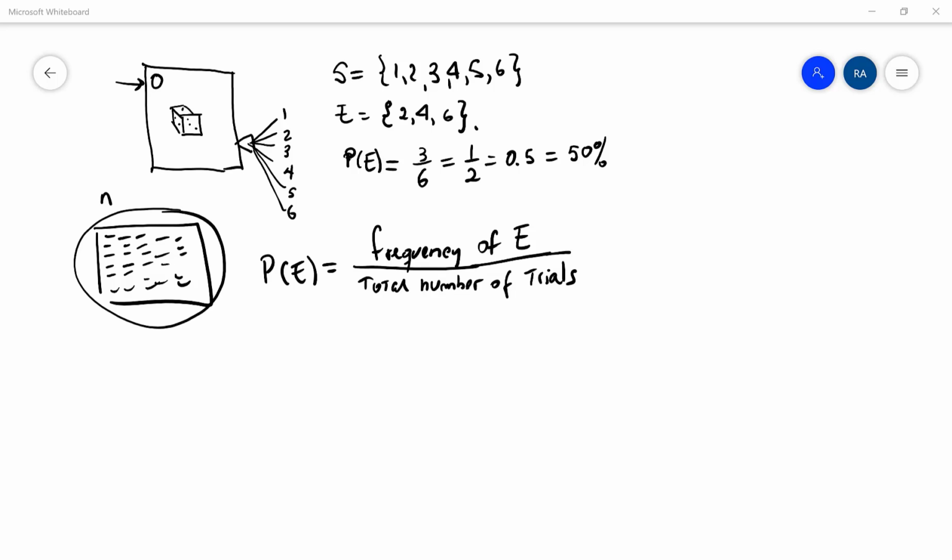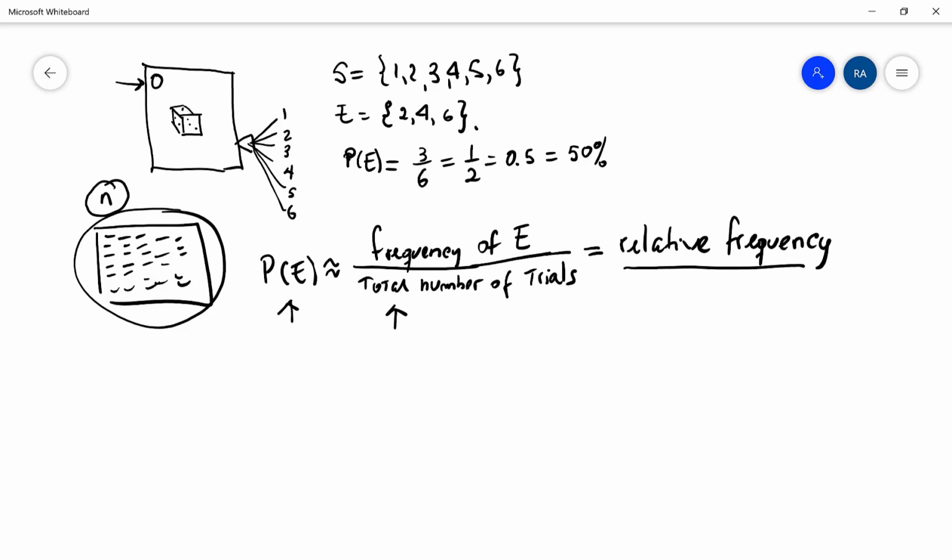Actually, in this formula, we need to substitute this equal sign by approximately, because the bigger the number of times that we perform this experiment or procedure, the closer this relative frequency will be to the actual probability of getting an even number on this die. But we can use relative frequency to approach the actual probability of one event.